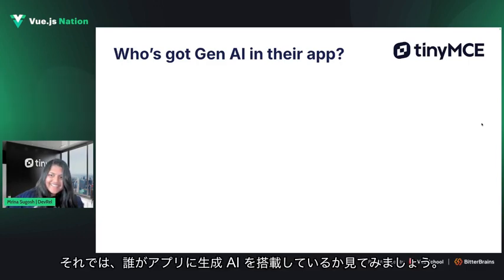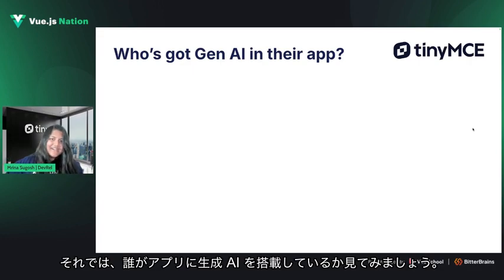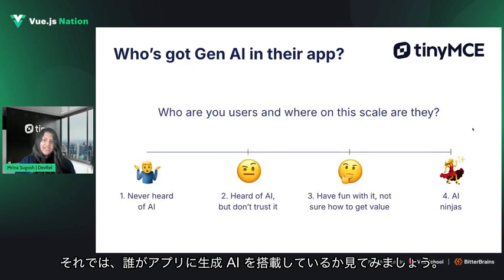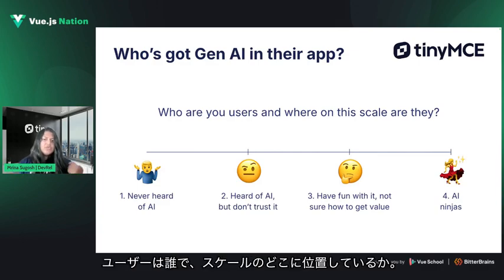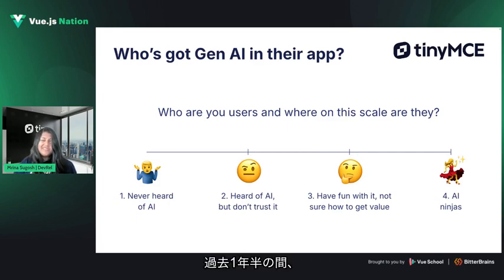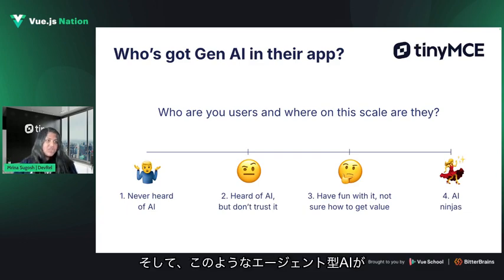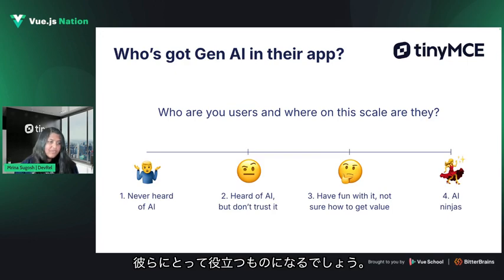All right. Thank you. So let's see who's got generative AI in their app. And just think about, even if you don't have Gen AI today, who your users are and where they are on the scale. The scale is something I've been using for the past year and a half to really try to get people to think about whether they need it in their applications and whether this sort of agentic AI is something that's going to be useful for them.